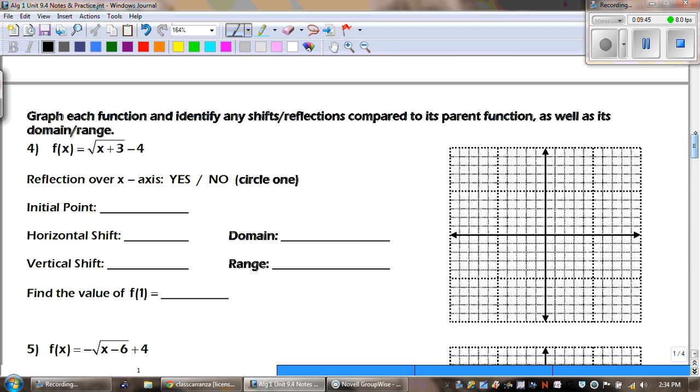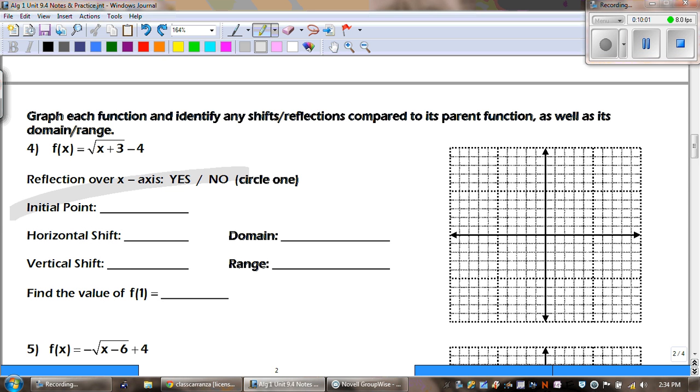Let's go ahead and flip it over. Now we're going to have to graph the function, identify the shifts, and then say what the domain and range are. Okay, so let's see if you can get all of the parts on the left. Those 4. Okay, pause the video. Good luck.